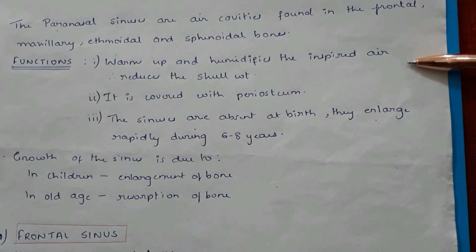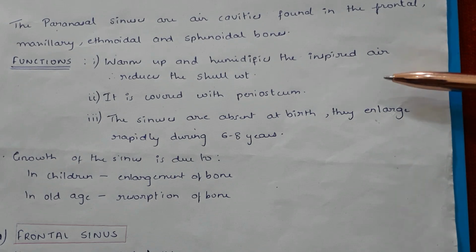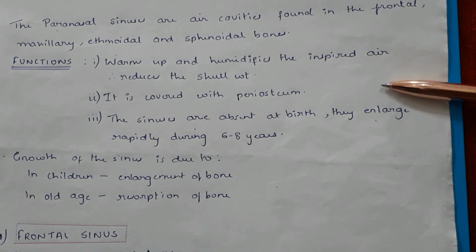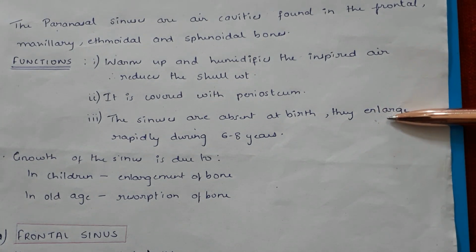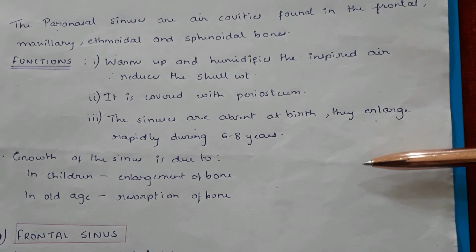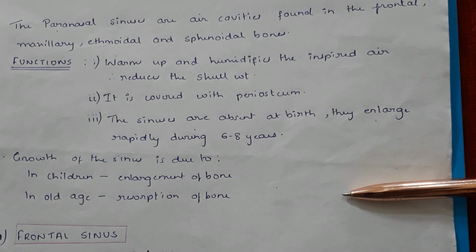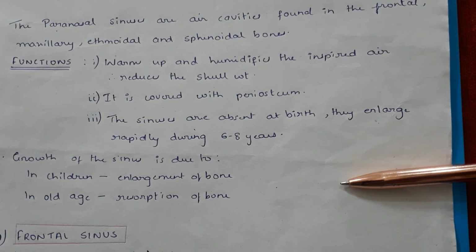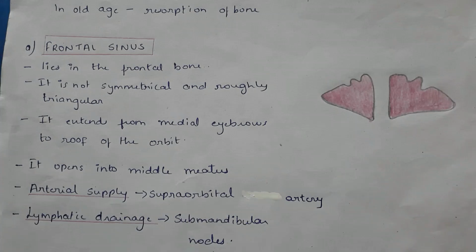Functions of the paranasal sinuses. It helps in warming up and humidifying the inspired air, therefore reduces the skull weight. It is covered with periosteum. The sinuses are absent at birth and they enlarge rapidly during 6 to 8 years. The growth of the sinus is in children due to enlargement of bone and in old age due to resorption of bone.